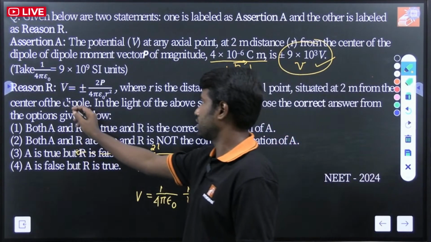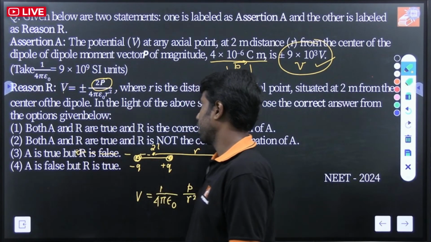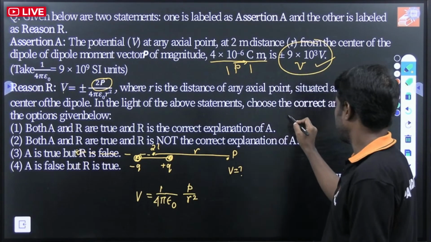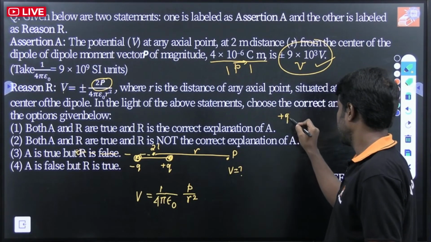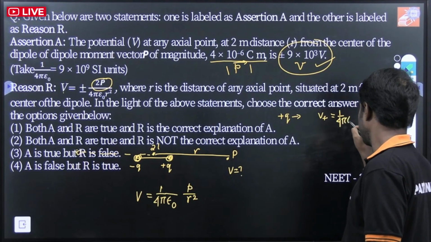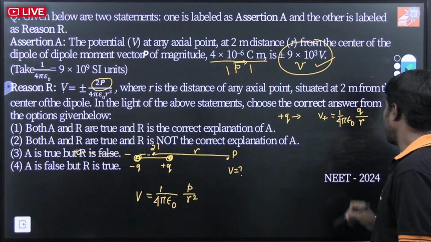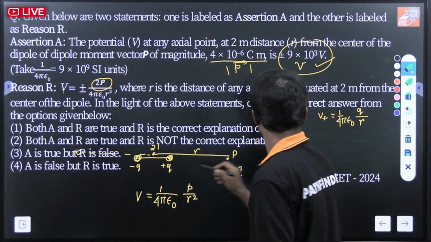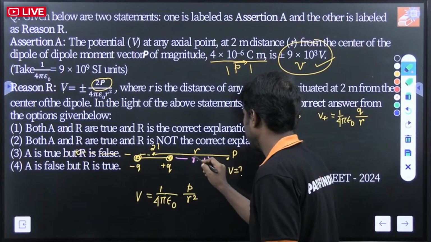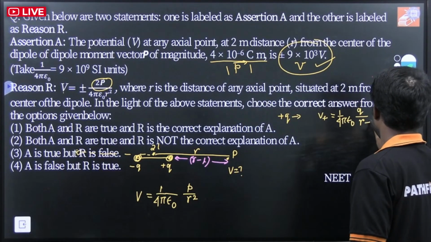And of course the reason they said is V equal to 2P by 4 pi epsilon naught r square. See, the formula is exactly P by r square. So how do we get P by r square? For the positive charge, V positive is equal to 1 by 4 pi epsilon naught Q by r. The distance from the positive charge becomes r minus L.